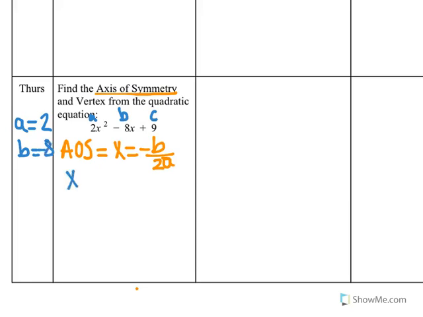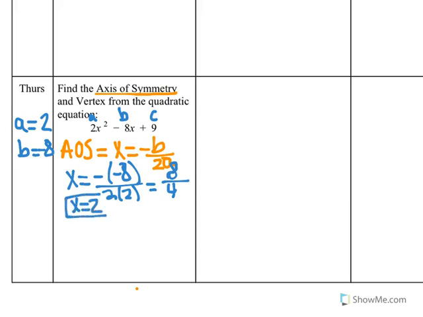So we're going to plug that into our formula. We have a negative b, so negative 8 over 2 times a, 2 times 2. Now, that double negative in our numerator, the negative 8, the negatives will cancel out. And so we just have 8 over 4, so we get x is 2. This is our axis of symmetry.